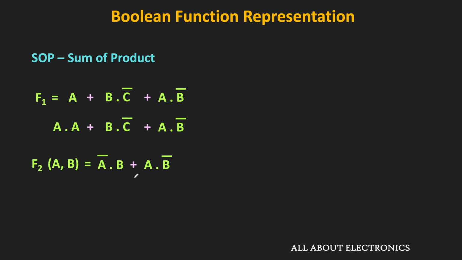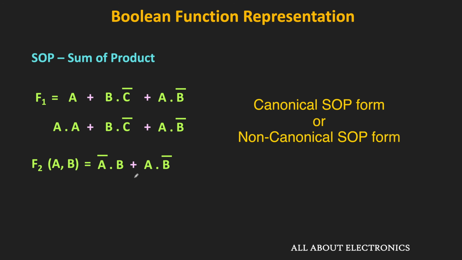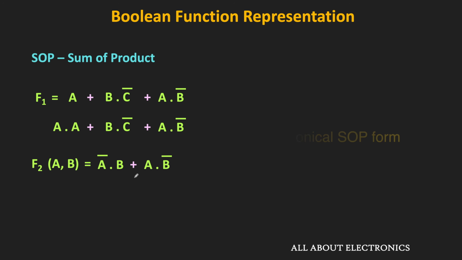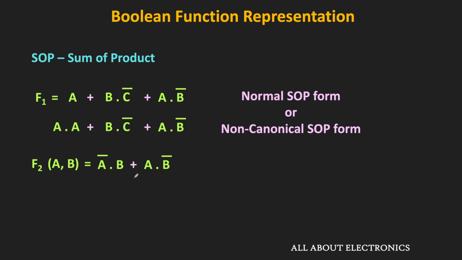Now the expression in this SOP form can be in the canonical form or in the non-canonical form. In the non-canonical SOP form, each product term may or may not contain all the variables of the function. For example, this first expression is in the non-canonical form. If you see this expression f1, it is a function of three variables. But this first product term contains only one variable, while the second and third terms contain only two variables. That means each product term does not contain all the variables of the function. Therefore, this expression is in the non-canonical form.